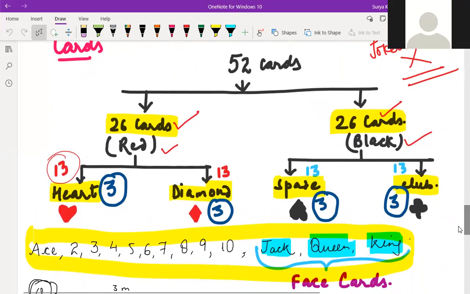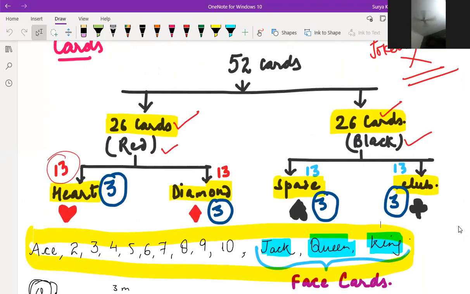Which book have you taken that says it wrong? They don't know the concept. Sir, Ace is also a face card, no sir? No, Ace where? Which face is there on the Ace? Sir, Ace is not the face card.